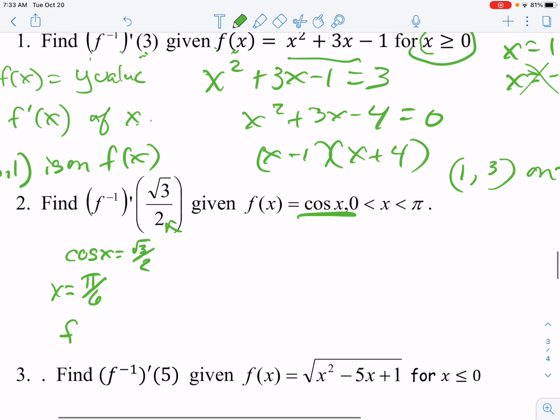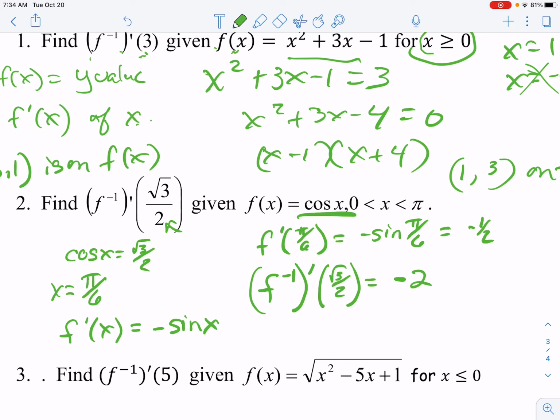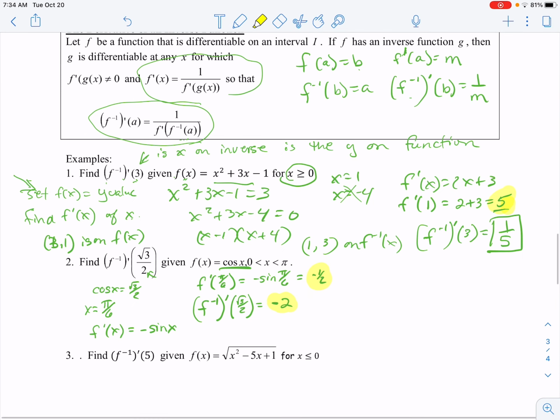Now we take the derivative of the function, and you get negative sine of x. Take the derivative at pi over 6, and you get negative sine of pi over 6, which is equal to negative 1/2. So the relationship to what I'm looking for, the inverse function, the derivative at root 3 over 2, is the reciprocal of that, which is negative 2. Mind you, it's still negative. It's not the negative reciprocal. It's just the reciprocal. Okay? So this and this are related. Just like up here, 5 and 1/5.